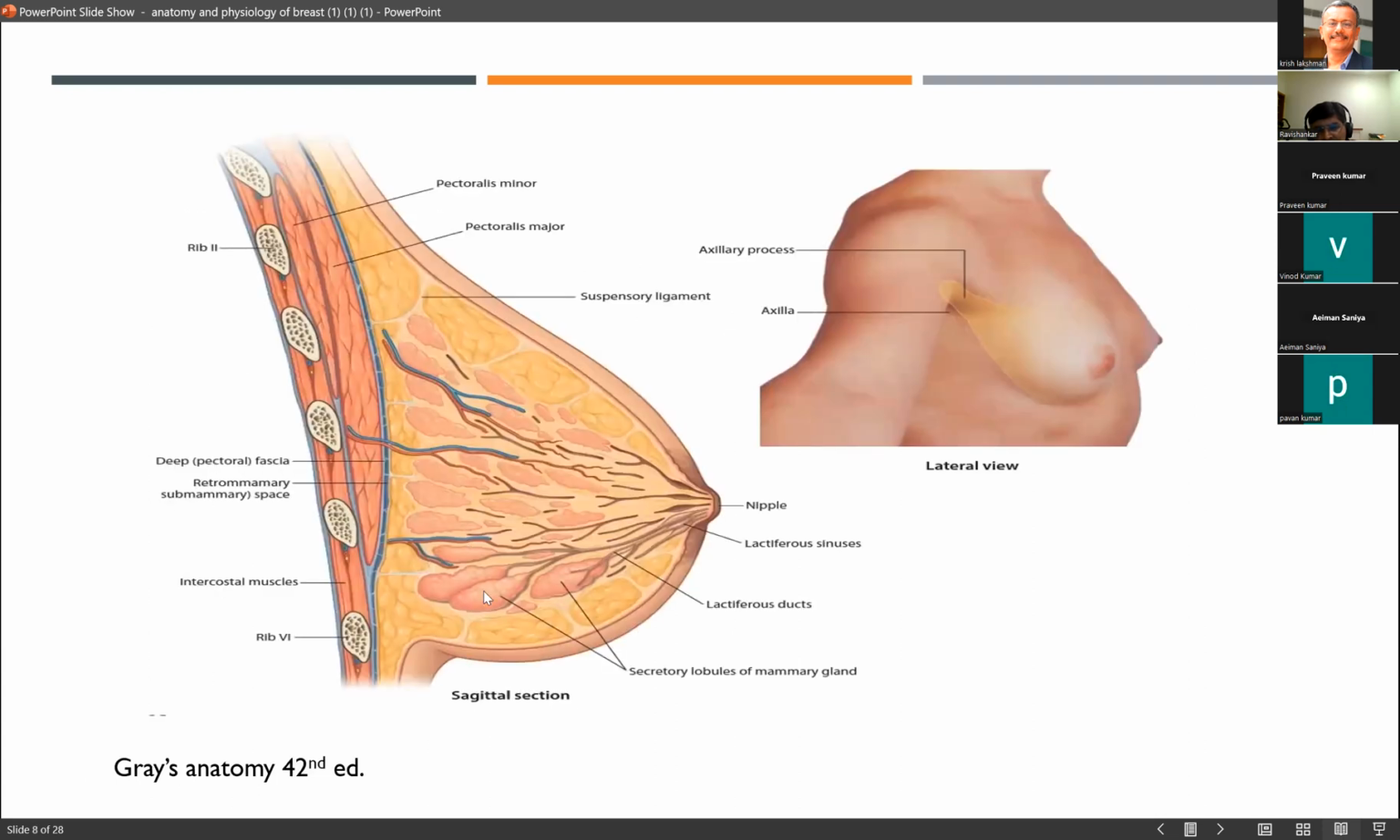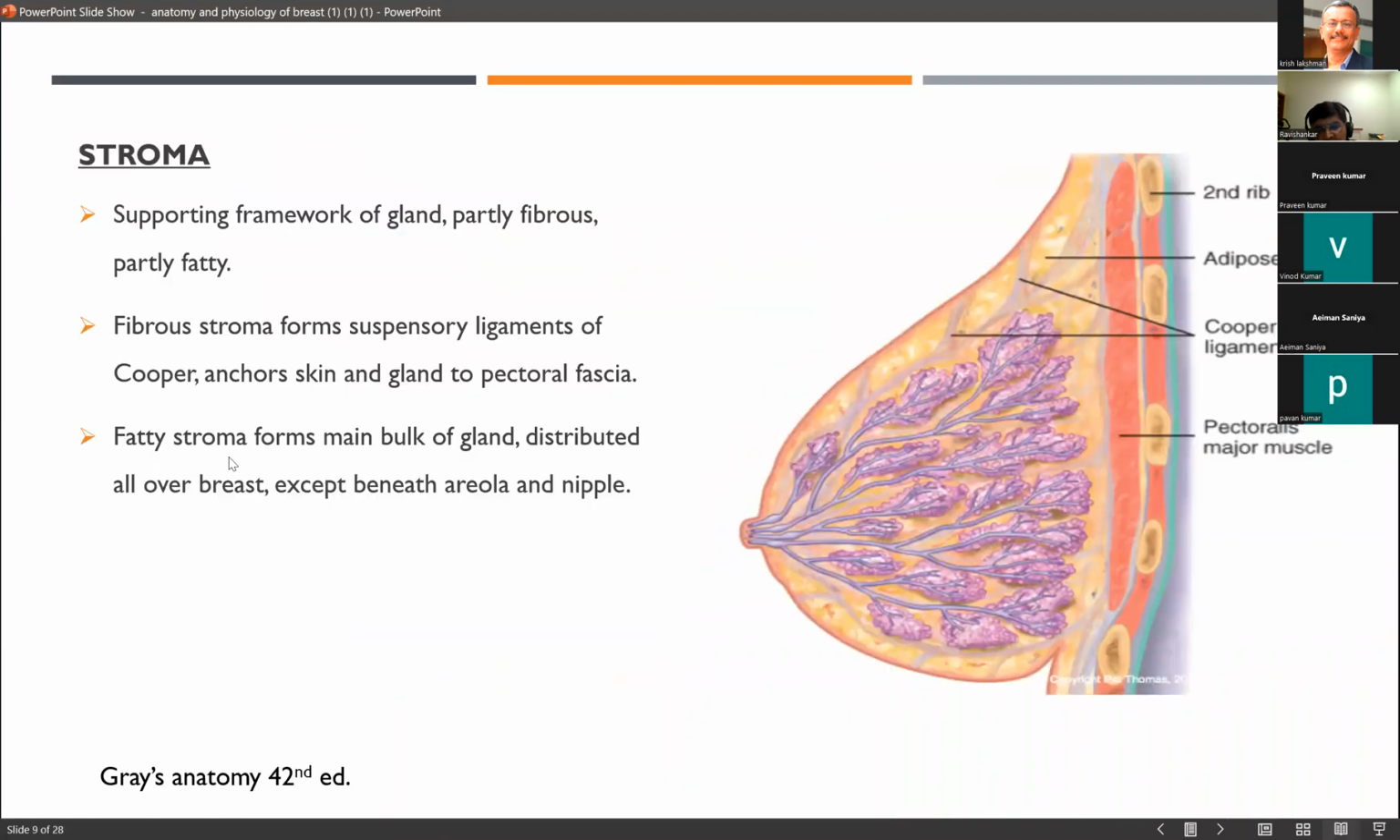Here we can see each lobule, and from each lobule there is a lactiferous duct, and at the end of lactiferous ducts we can see the lactiferous sinuses that open into the nipple. Stroma mainly consists of supporting framework of gland, which is partly fibrous and partly fatty. Fibrous stroma forms the suspensory ligaments of Cooper, and this anchors the skin and gland to the pectoral fascia. Fatty stroma forms main bulk of the gland and is distributed all over the breast, except beneath areola and nipple.